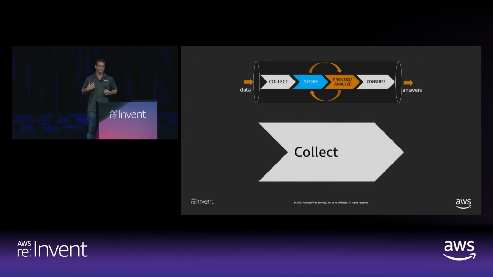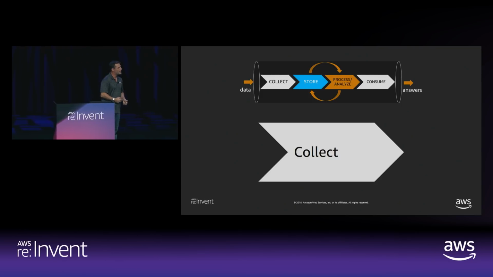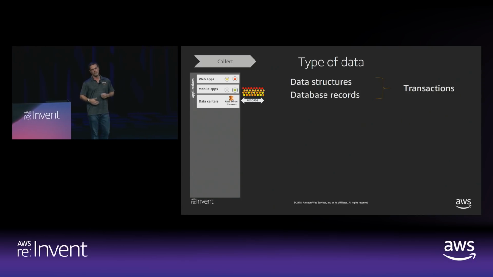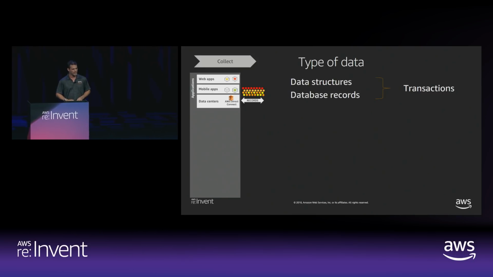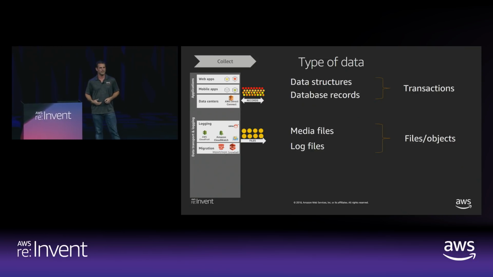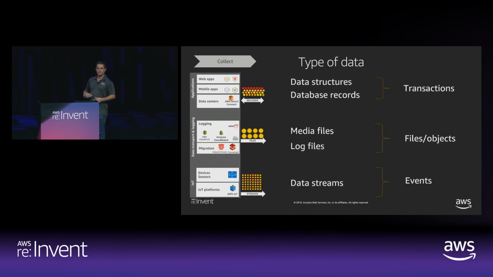If you look at the collection phase, oftentimes you have different data sources. You might have records coming in from transactional databases. You might have a relational database. You might have a Mongo or a different type of NoSQL database. These oftentimes are records coming in that you need to be able to analyze and process, and we could call those transactions. Similarly, you might have log data, application logs, media files, these large file objects that you need to be able to store, and then streaming data.